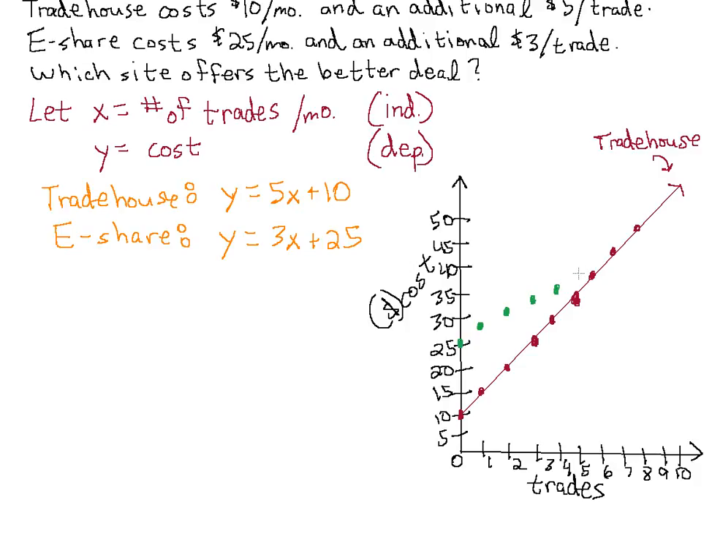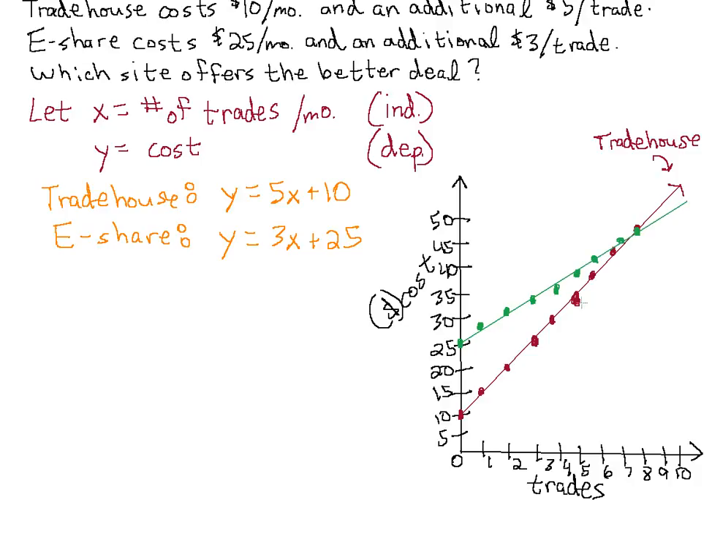And 40. 40 is right here. 43 is at 6. 46 is at 7. And 49 is right about at 8. So when he makes 8 trades, he's at $49. So it's roughly the same once they get to 8 trades. And we'll see how we interpret that in a second. So let's draw our straight line.